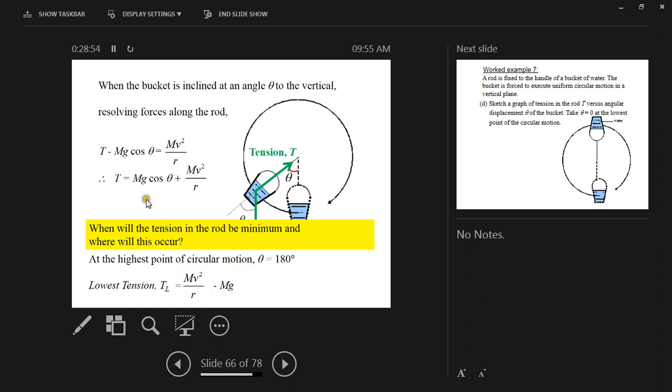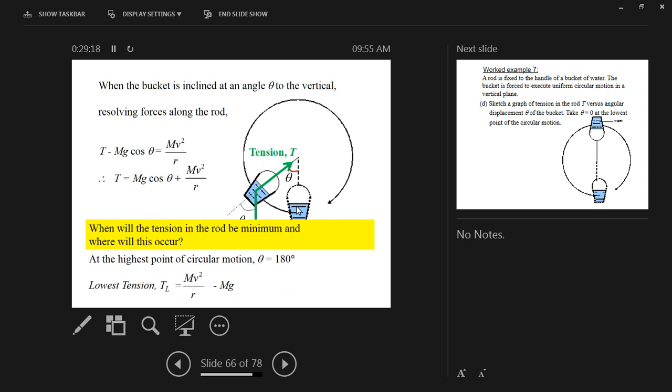Similarly, I can ask you, where will the tension be the greatest? Again, you can use this same equation. It will be the greatest when cosine theta equals 1. And where will that be? When theta is 0, that means it's at the lowest position. Okay, with that, I'm done with C. Now move on to D.